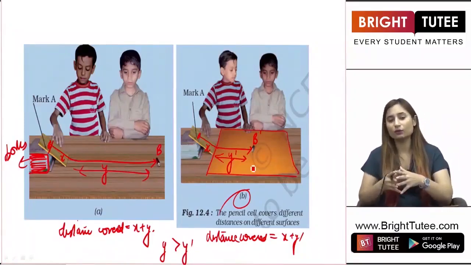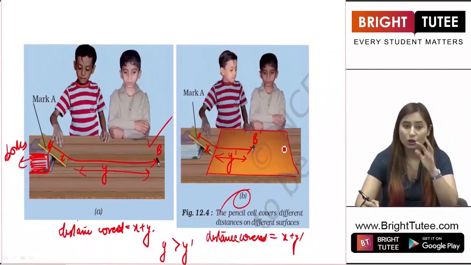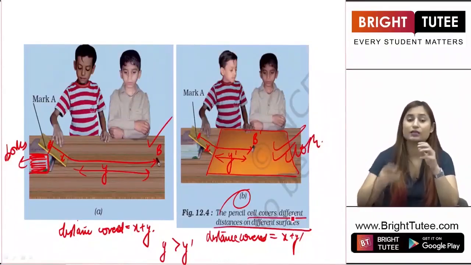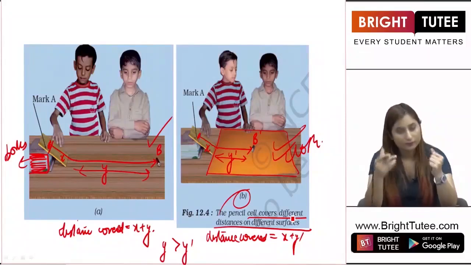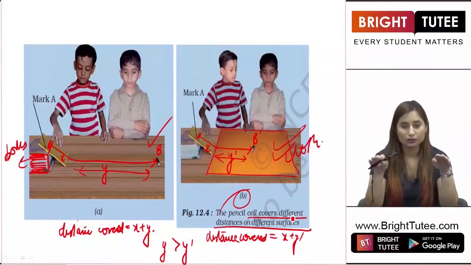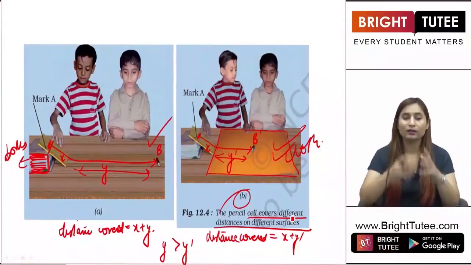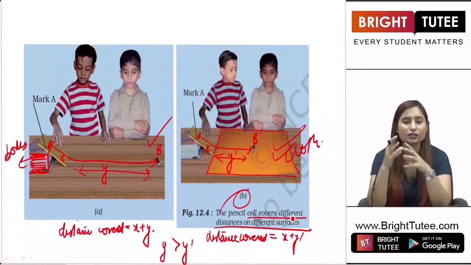So what does this tell you? That the cell moved very fast on the wooden surface, while it moved very slowly and stopped earlier on the cloth. So this tells us that the pencil cell covers different distances on different surfaces. So this also tells us that different surfaces provide different amounts of friction, right? You're moving on a road and you're moving on sand. There are two examples. First, you're moving on the sand, and second, you're moving on the road. It will be difficult for you to move in the sand compared to moving on the road, because the friction caused by the sand is much more than the friction caused by the road. The road is comparatively smoother, hence we experience less friction on the road.